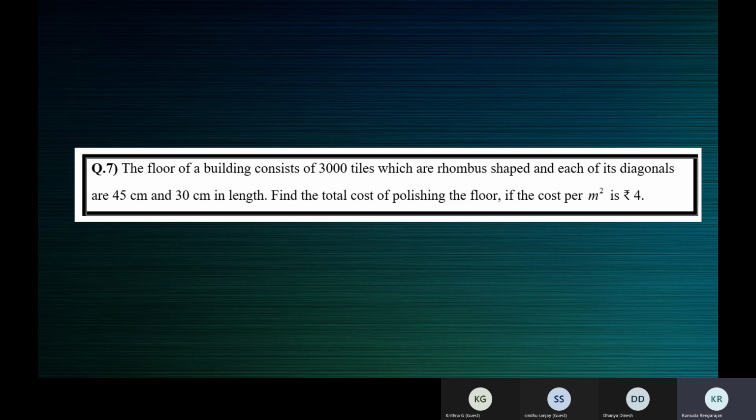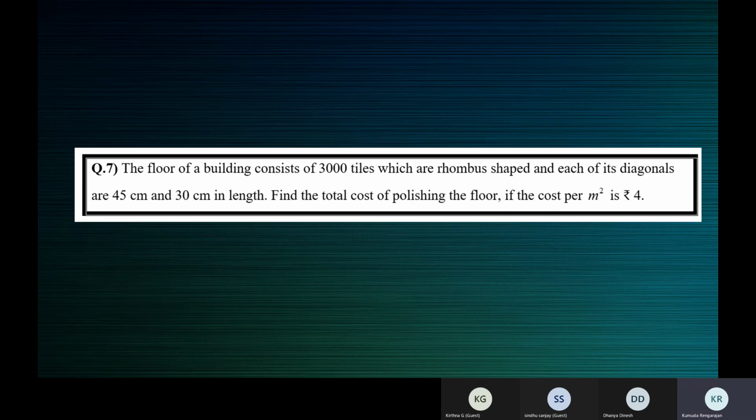Okay, so now you know the floor area, because you know the area of 3,000 tiles, and the entire floor is covered with 3,000 tiles. So the area of 3,000 tiles is equal to the area of the floor. Now find the total cost of polishing the floor, if the cost per meter square is ₹4.